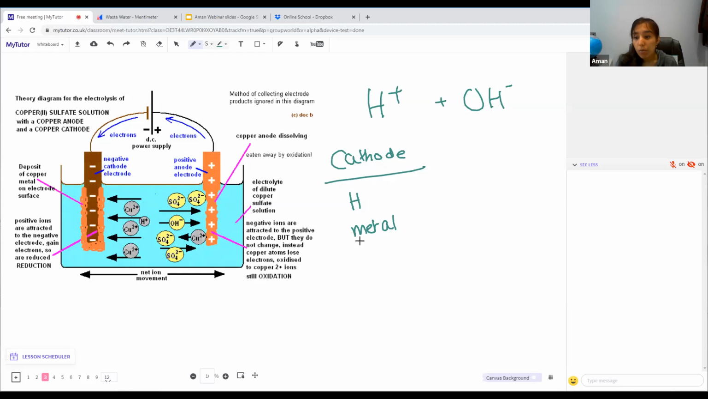And if you want a general reminder of why that happens, if you remember, the higher up the reactivity series a metal is, the more likely it is to want to stay as an ion, or the less likely it is to want to gain electrons.